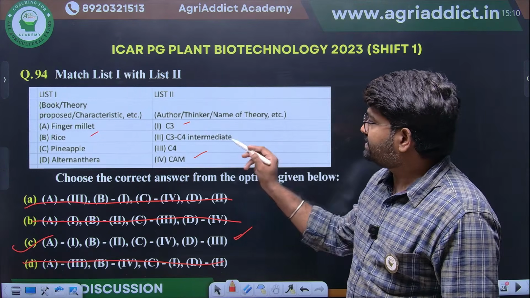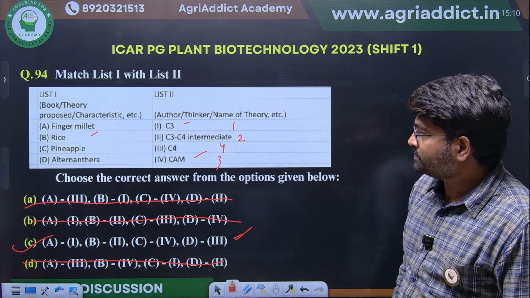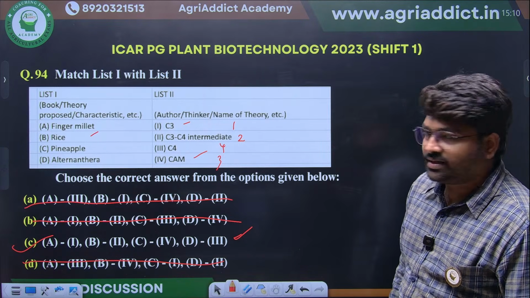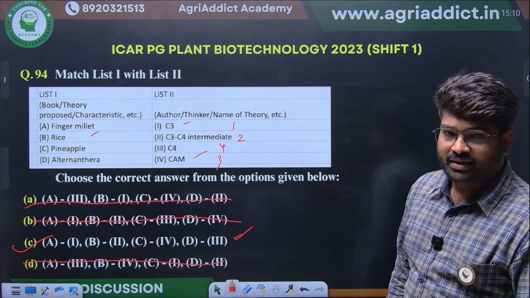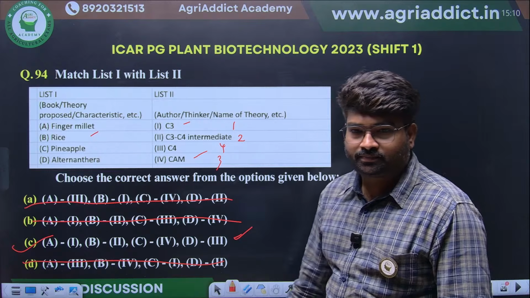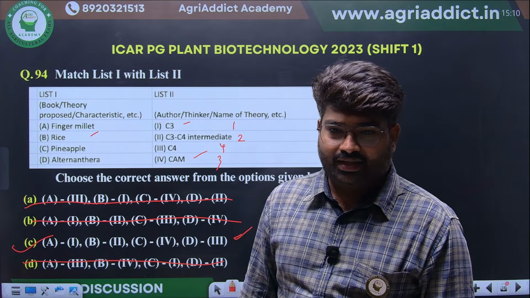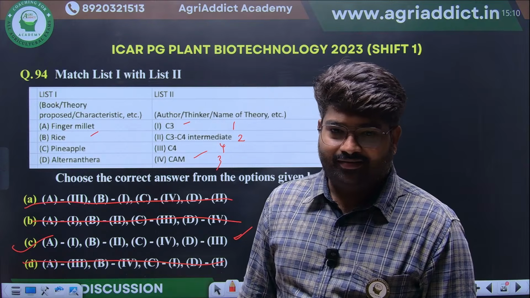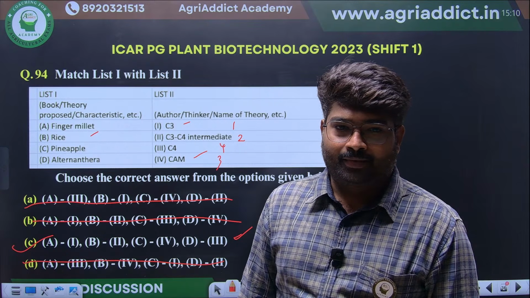1, 2, 4, 3. Yes. 1, 2, 4, 3. Yes, excellent. 1, 2, 4, 3. Rice is a typical example for C3. Can anyone tell? Yes. Now it's clear. Then what will be the answer? 1, 2.